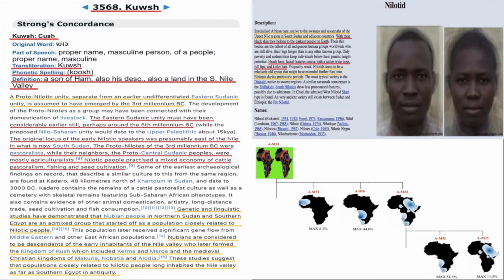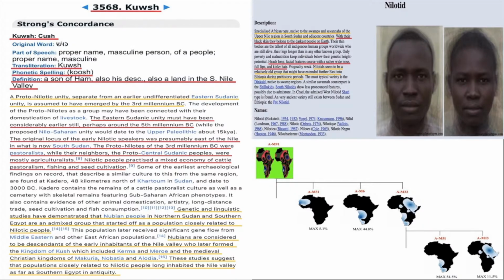And just for phenotype, when it comes to Nilotic people, they are the specialized African type, native to the swamps and savannas of the Upper Nile region of South Sudan and adjacent countries. With their black skin, they belong to the darkest people on earth. Heads are long, facial features coarse with a rather broad nose, full lips, and kinky hair. Nilots seem to be a relatively old group that might have extended further east into Ethiopia during prehistoric periods.